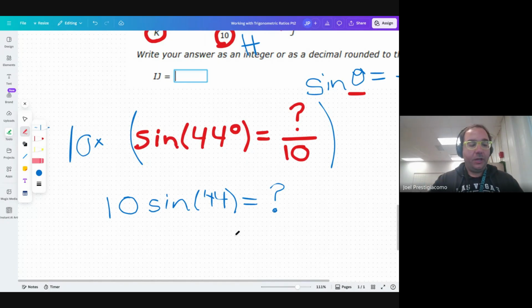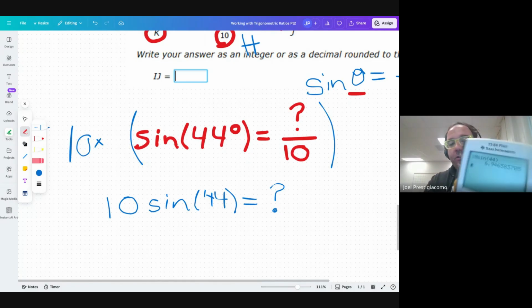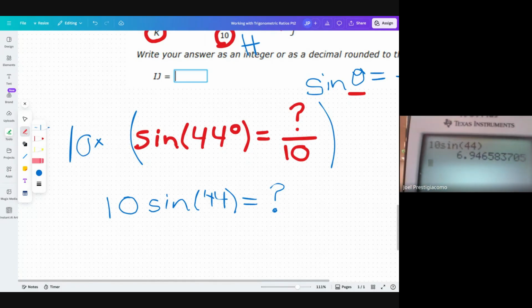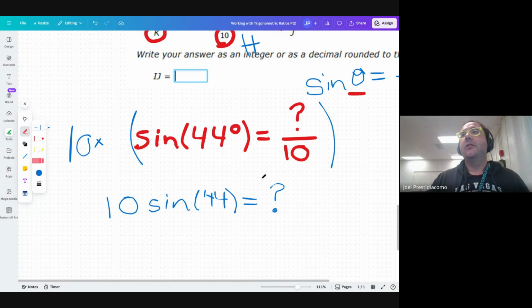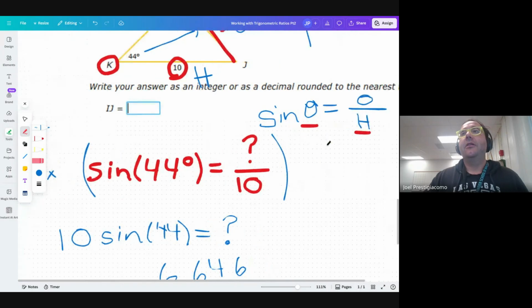So I'm going to make sure, again, I'm in degree mode. And I'm going to type in 10 times the sine of 44. And I'm going to share that with you on the screen. 10 sine 44, I get about 6.646, right? So this is 6.646.